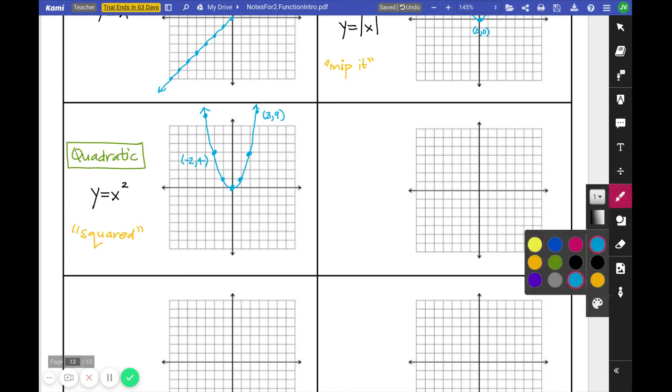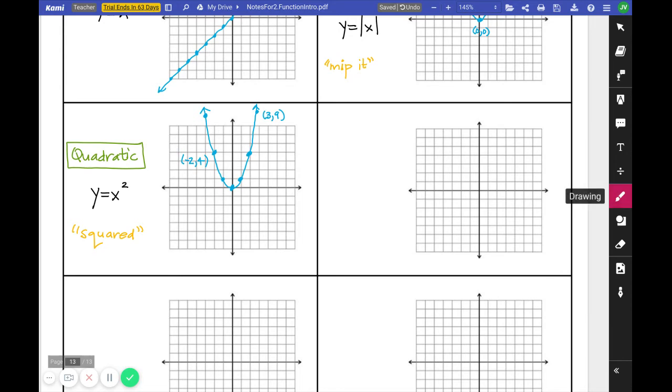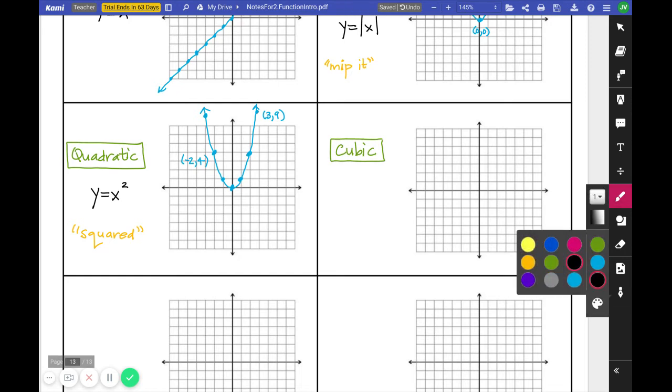After we do a lot with quadratics this year, we will go to cubics. A cubic equation is represented with x to the third. So when we see that little 3, that tells us we are working with a cubic. X cubed is the language that we use. Okay?